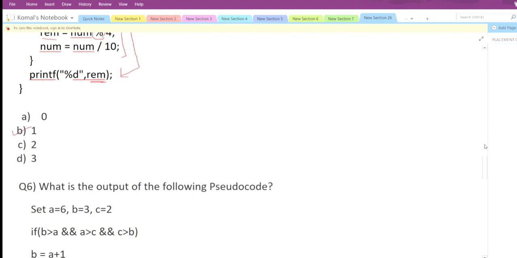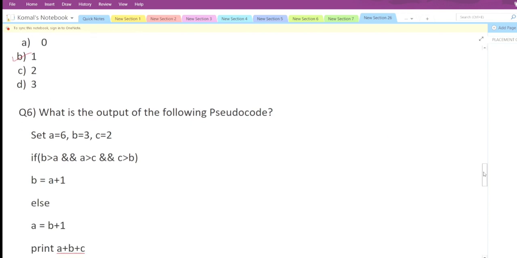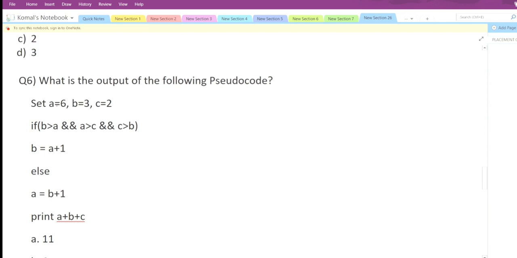Now we will see the next pseudocode. What is the output of the following pseudocode? They have set 3 variables: a is equal to 6, b is equal to 3 and c is equal to 2. Now they are checking the condition: if b is greater than a, is 3 greater than 6? The answer for this is 0. 3 is not greater than 6, so it is 0.